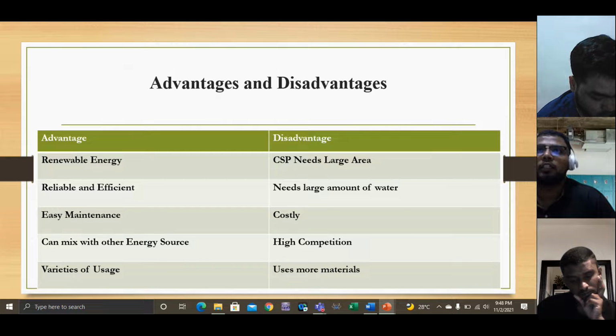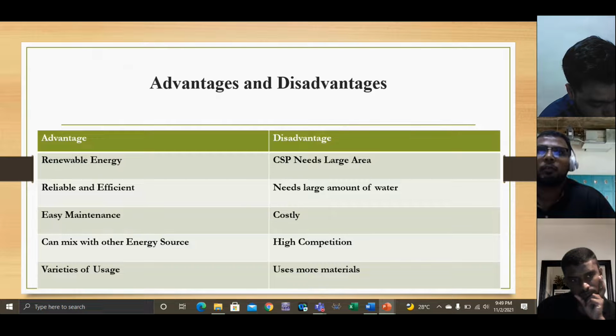First, renewable energy is perhaps the most obvious advantage of CSP. It is renewable. Its supply will never be exhausted and can be used continually. So it is a sustainable energy source. It can also reduce carbon footprint.